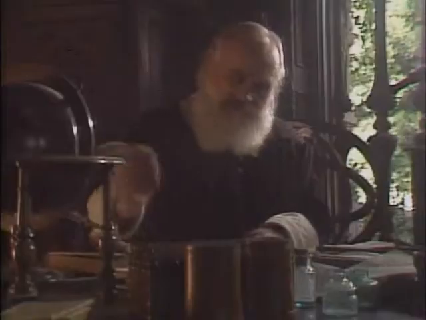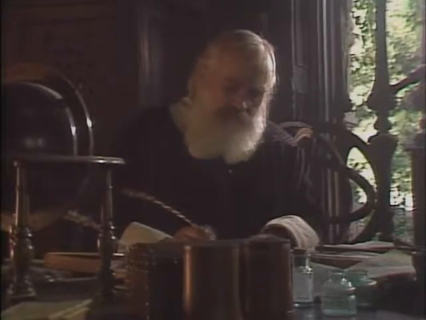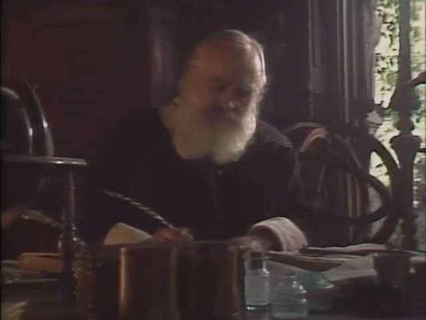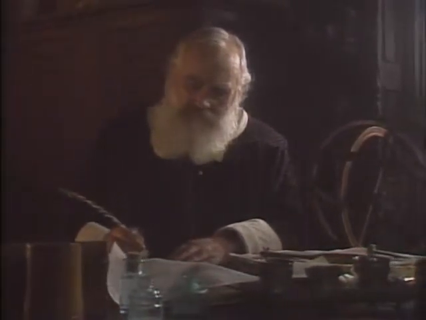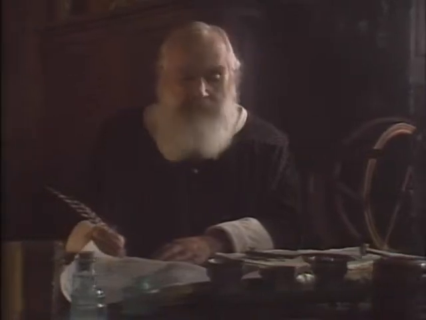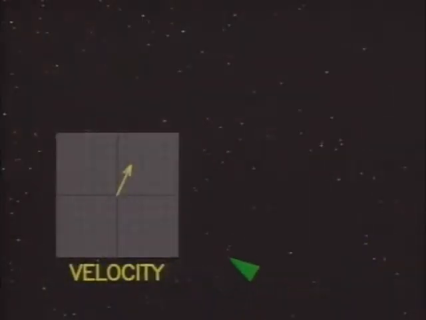Inertia was an idea that Newton inherited from Galileo. It was an extraordinary idea that, if illustrated with modern images, goes something along these lines. Once a body is in motion, it naturally continues in a straight line unless influenced by some force.